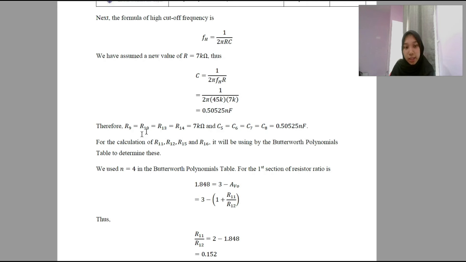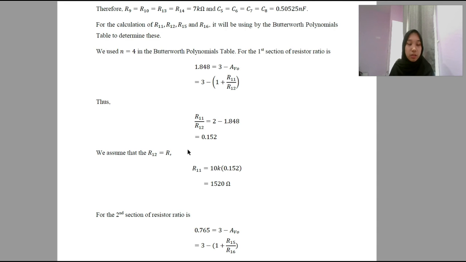So R9, R10, R13, and R14 will equal 7 kilo ohm, and C5, C6, C7, and C8 will equal 0.50525 nanofarad. For the calculation of R11, R12, R15, and R16, we will use the Butterworth polynomials table to determine them. So we use n equals 4 in the Butterworth polynomials table.